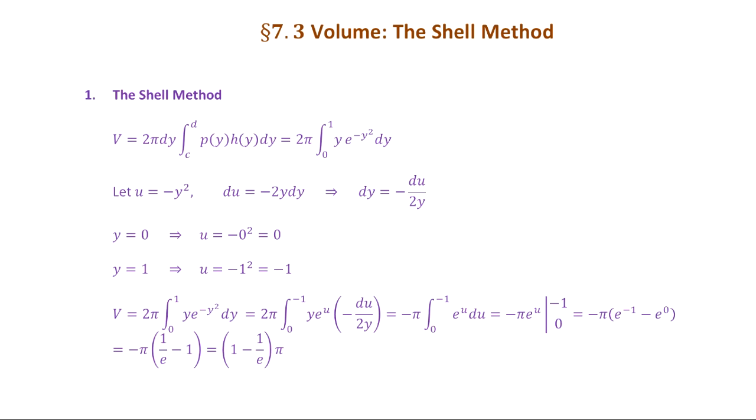So that's one example of how to use the shell method to find the volume of revolution. So basically, you need to figure out what is p of y and h of y. You draw a rectangle first, and then find out what's the height or length of the rectangle, and what's the radius for the rotation for the rectangle, and then plug in the formula and do it to get the answer.